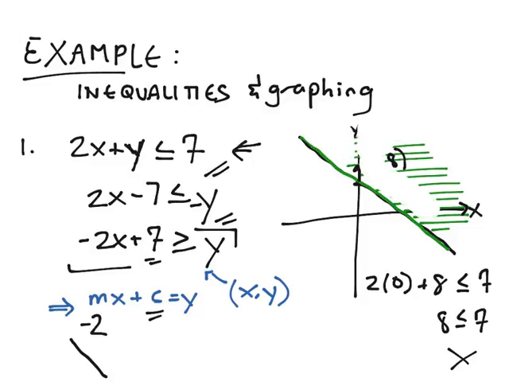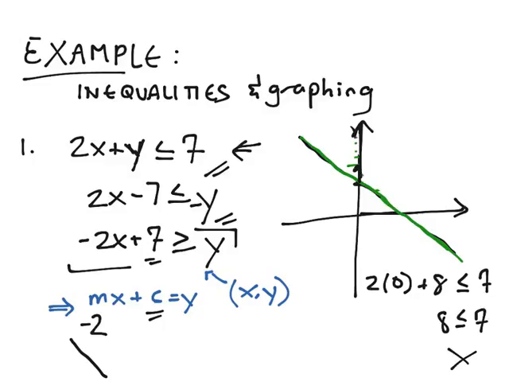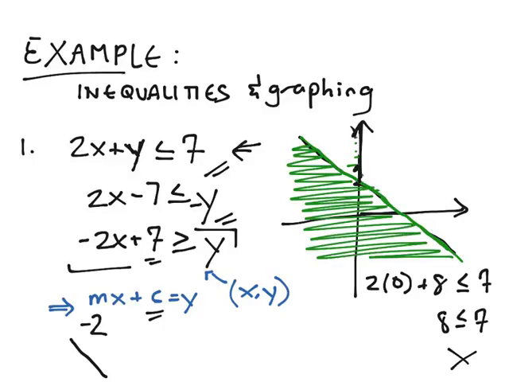So, double checking is very important. Our actual region should be to the left of this line. Instead, this region satisfies our answer. Let's choose a point in this region just to be sure. 0, 0. 2 times 0 plus 0 is less than or equal to 7. 0 is less than or equal to 7. That's correct.